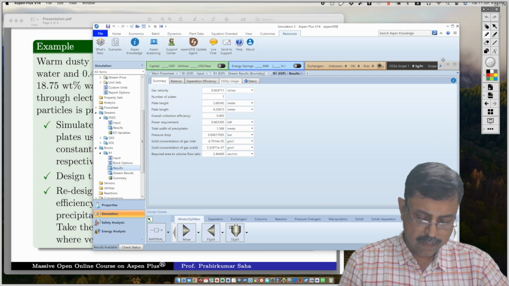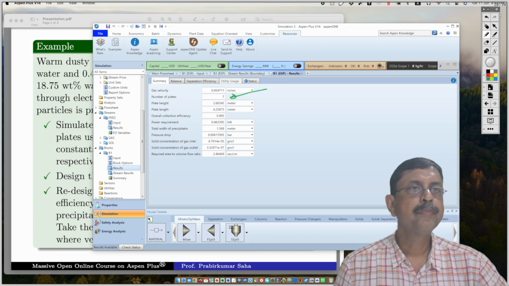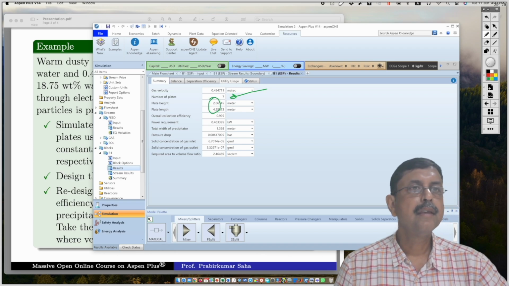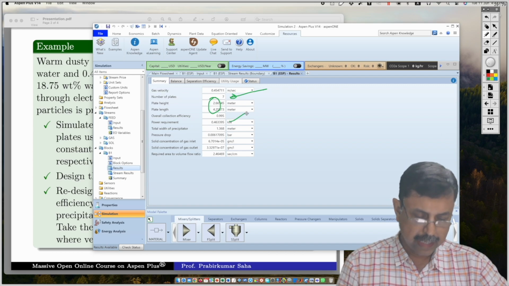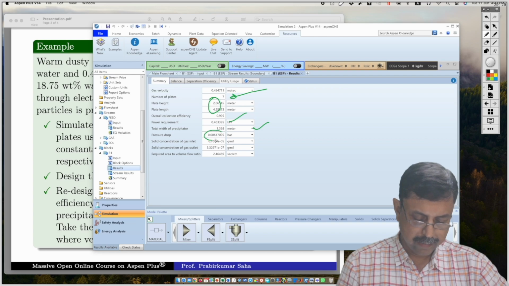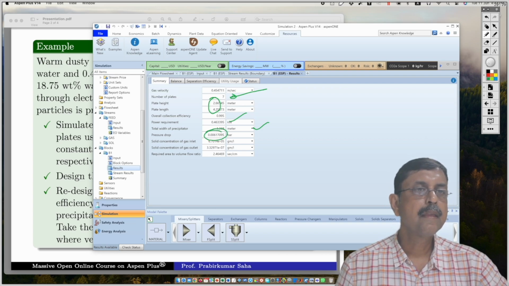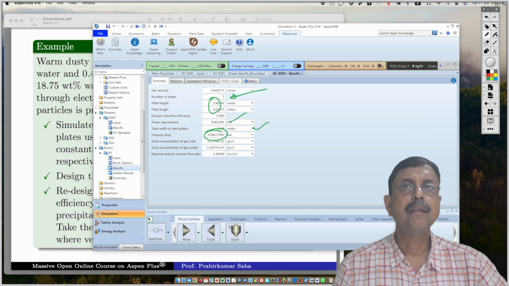And in the Deutsch model, the number of plates has increased from 4 to 7. The plate height and plate length have also increased. Power requirement has slightly increased. The total width has also increased. And the pressure drop has also increased to 6 millibar. Okay, so it is on the higher side in the design.